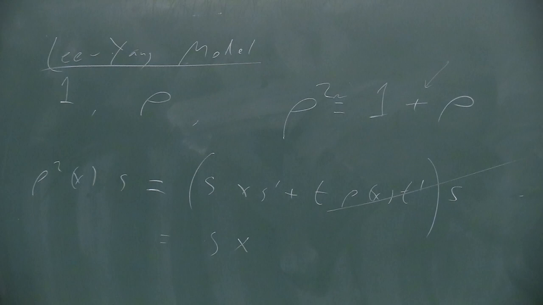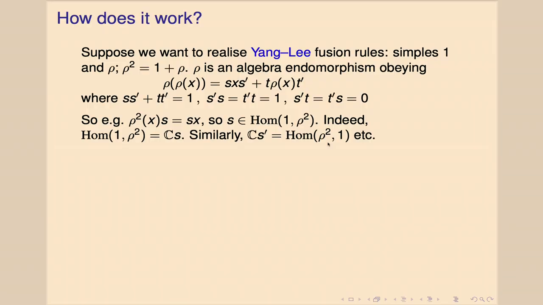Now, from the definition of morphism, which you've probably forgotten, at least I've forgotten, this is exactly the definition of what it means for s to be in the intertwiner of 1 and rho squared. Remember, our objects are the endomorphisms. It's kind of backwards from what you would have normally done. The objects in the category are the endomorphisms, and the morphisms in the category are the elements of the algebra. And you continue on in this way, and you get a bunch of other things like that.